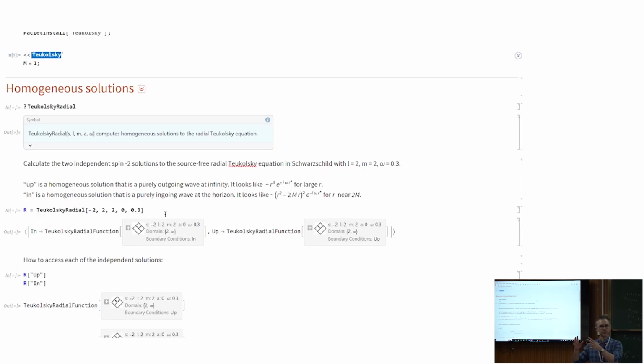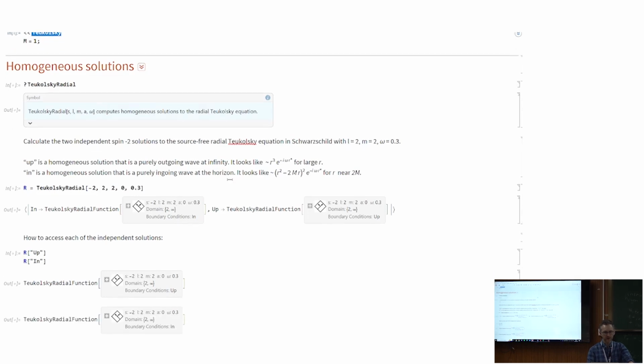So ultimately, we want a sourced solution that's sourced by the secondary small body orbiting around. But first, let's just look at the homogeneous solutions, because we haven't yet introduced the source, the point particle, in the lectures. So I'm going to look at the independent spin minus 2 solutions to the source-free radial Teukolsky equation. I'm going to specialize to Schwarzschild just because things are simpler, and I'm going to look at l equals m equals 2 and just a randomly chosen value of the frequency.